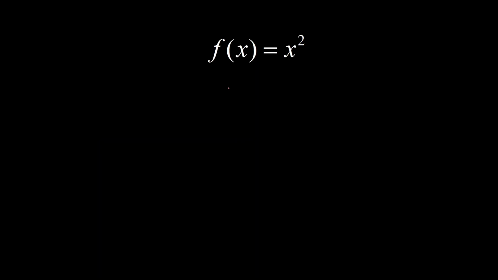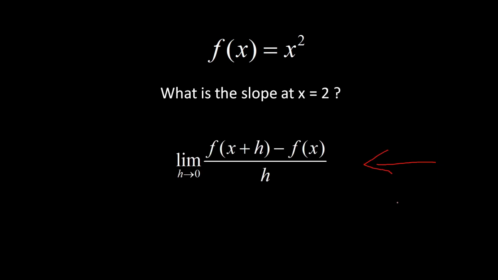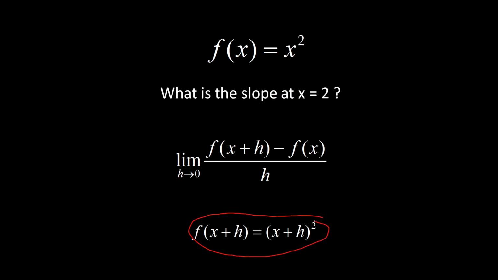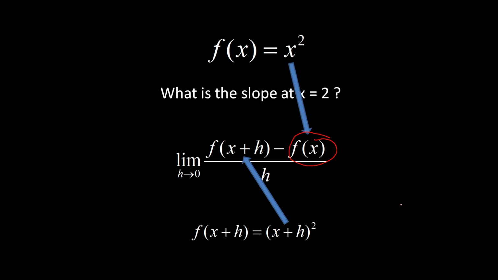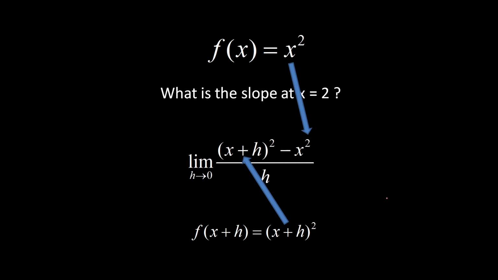So let's check out an example, good old x squared again. And let's say we want to know, what is the slope at x equals 2? Well, we've got our derivative, and we need first to figure out what x plus h is. All we're going to do is plug x plus h into the function. And when you do that, you then get x plus h squared. And we're going to take that, substitute it in for this. We'll also take x squared, substitute it in for this. And when we do those substitutions, we get this.